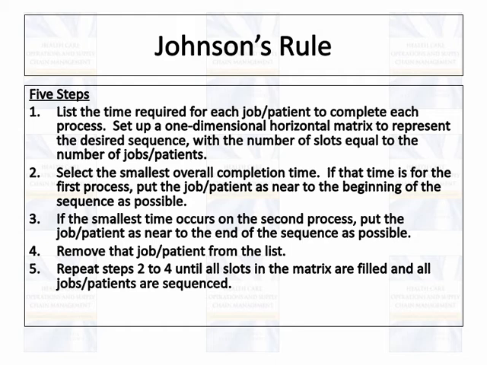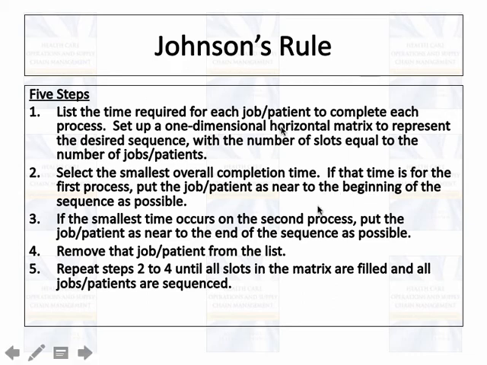Basically for scheduling, once you want to do the scheduling in Excel, you need to use these 5 steps as Johnson's rule. First of all, list the time required for each job or patient to complete each process. So once a nurse comes and evaluates a patient, they write down the time required. Is it a bandage needed, like 10 minutes, or a heart attack that requires like 10 hours, or whatever, right?